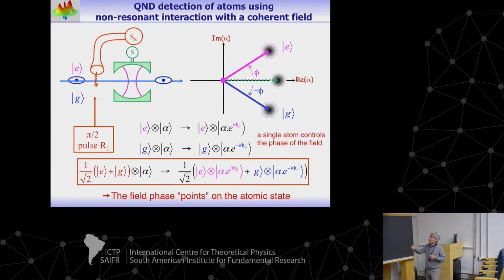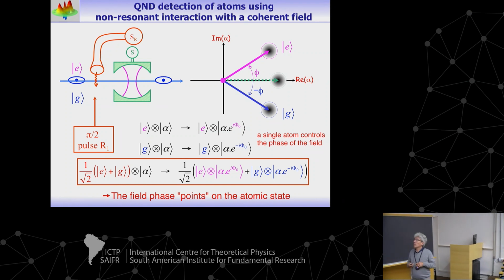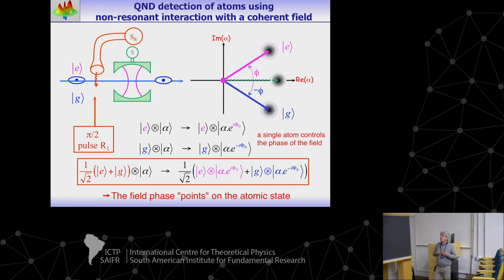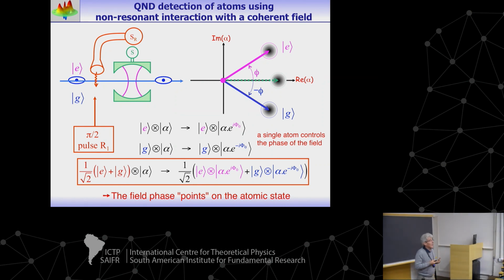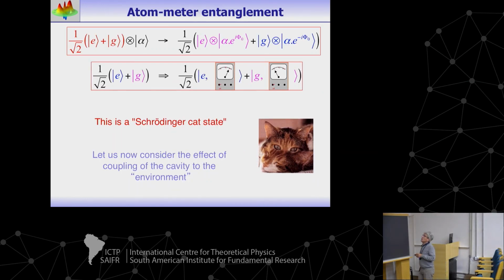Of course, that's not the end of the story, because here we are still dealing with an isolated system. The field in the cavity, because the cavity is very good, is completely isolated from the environment. So we expect to effectively have prepared an entangled state, which is not yet a classical measurement result. So we'll now go to the next step.